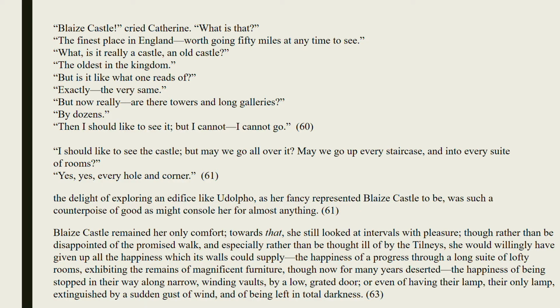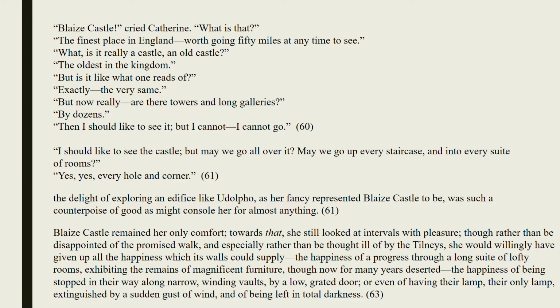The joke here, which perhaps a lot of people at the time would know, is that Blaise Castle is very far from being the oldest in the kingdom. It is in fact what's called a folly, a sham castle, which was built only a few years before the novel was written to give an impression of looking old. So it's like those sort of fake mansions with the pillars that you see in very vulgar new build houses in America or in London or wherever. It's a sort of 18th century equivalent of that. It's fake old. It's built in the spirit of the kind of Gothic boom of the time.